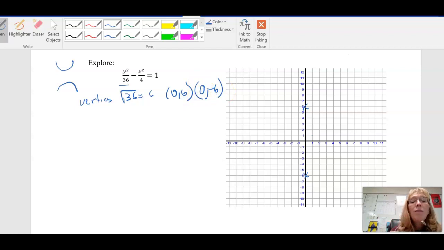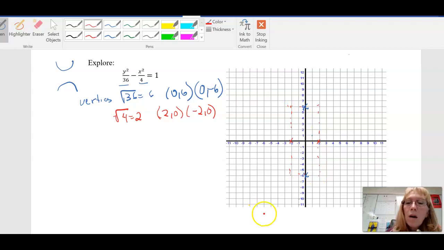But now I also have to have the x, so I know how to draw my asymptotes in, right? So now we're looking at the x values. The square root of 4 equals 2. So those points are going to be at (2, 0) and (-2, 0). So we're going to draw those in. They're not actually vertices this time though, because we're not going to connect them with our graph. So now if we draw in our box, we can draw in our asymptotes.